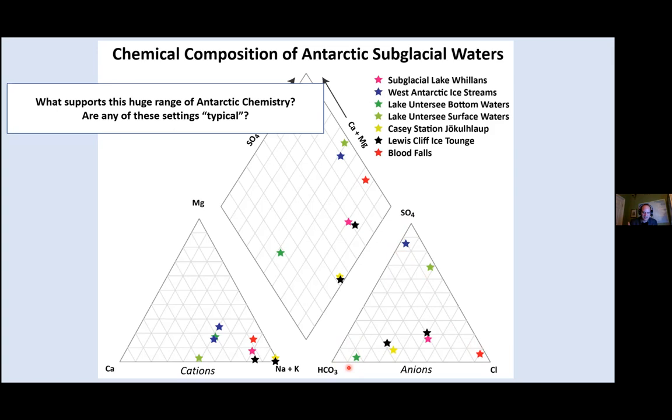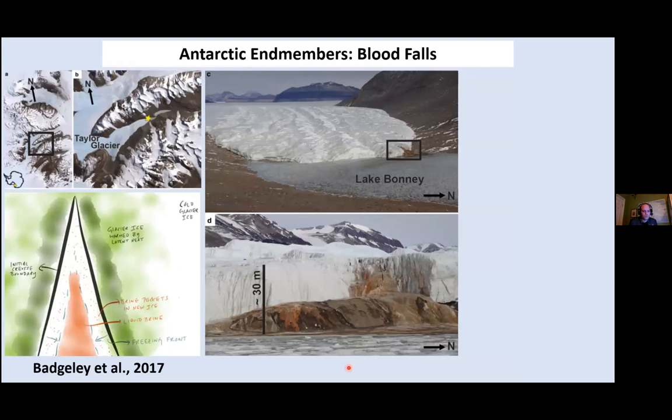So in trying to say what is the chemistry, what system is happening in Antarctica as a whole, it's very difficult to make generalizations. As we get more data, as we sample more lakes, I'm sure commonalities will emerge, but it's currently a very diverse set of samples that we have to work with or theorize off in Antarctica. So I'll work through these end members one by one, and I'll start here with Blood Falls.